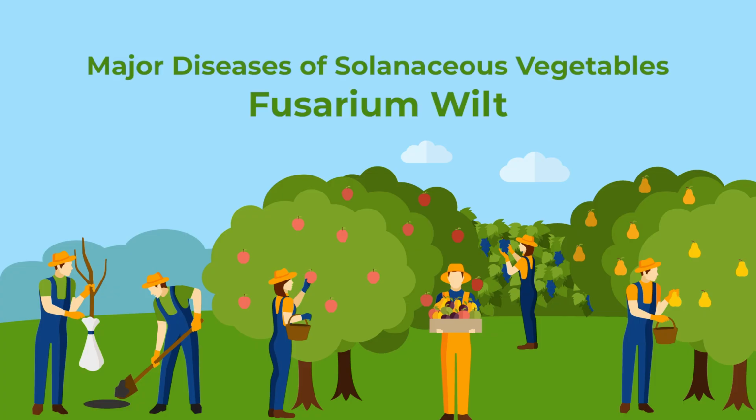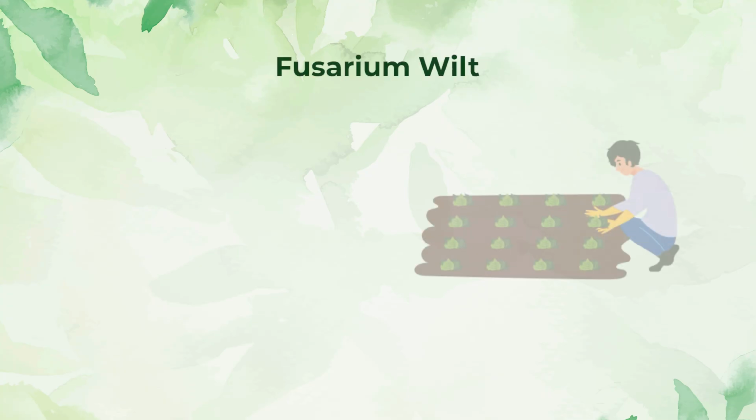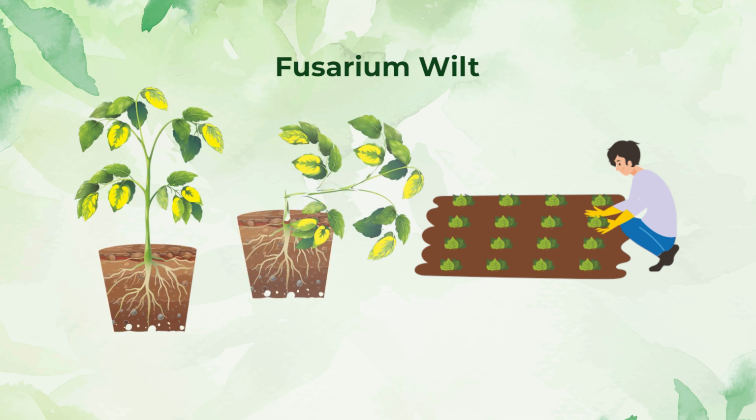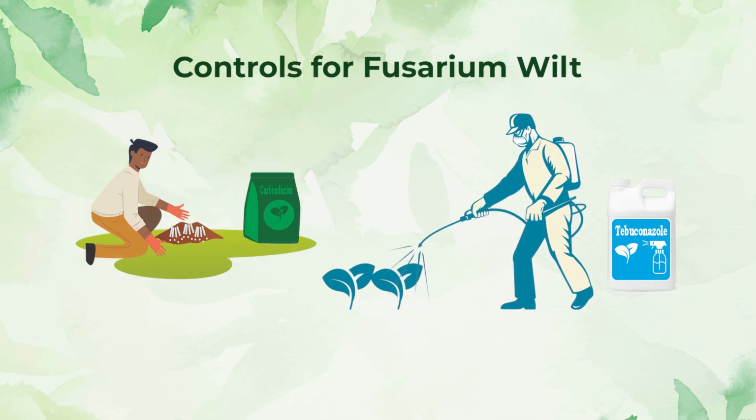Sixth, fusarium wilt. Leaves of the affected plants become yellow and droop. Later, it may cause the death of the whole plant. Control. Avoid continuous solanaceous crop cultivation on the same piece of land. Treat the seeds with carbendazim at 2.5 grams per kg seed before sowing. Spraying tebuconazole at 1 gram per liter or carbendazim at 0.2% at 1 week interval is found to be effective.